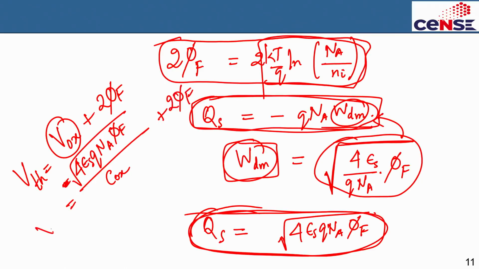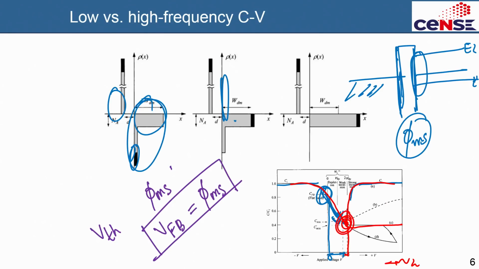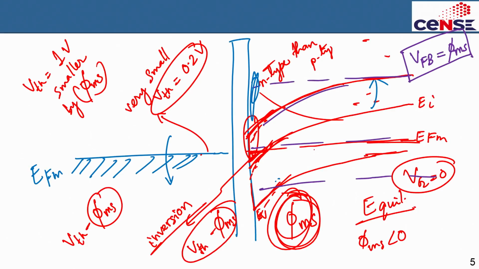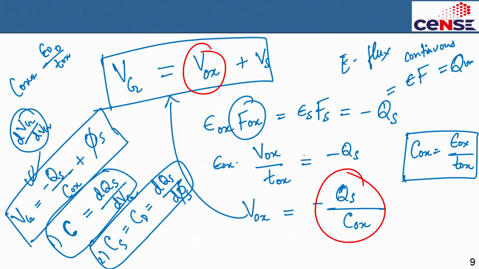That is your threshold voltage, which will give you this point, essentially this point, okay. That is your threshold voltage VTH. So essentially some voltage is dropping across the semiconductor, some voltage is dropping across the oxide, right.